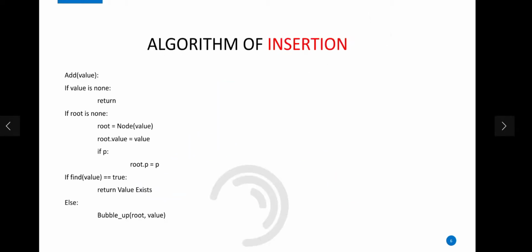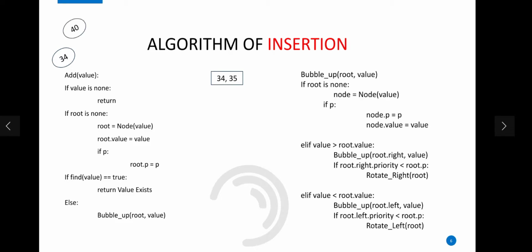Here we have the algorithm of insertion. If you are trying to insert a value that is none, it simply returns, because none can't be our value. If root is none, meaning our tree is empty, then the value that is going to be inserted, that is 34, becomes the root, and in the bubble up function we assign its priority. Now bubble up is our main private function that is checking the heap property and also the binary search tree property.